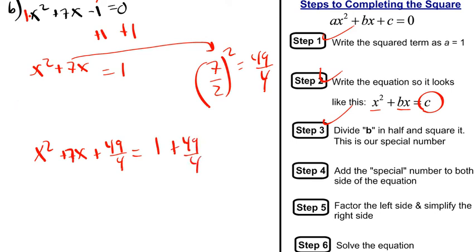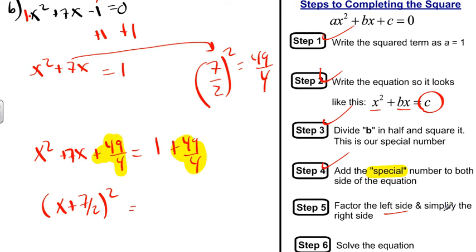Okay, so let me just highlight that. I added 49 over 4 to both sides. Okay, that's what I did. I added our special number to both sides. Okay, step number 5. But before that, bing! Okay, now going on to step 5. We factor the left side first. Okay, so cool shortcut again. I just take the middle number and divide it by 2. x plus 7 halves squared. Bam! Super radically cool. Got that.